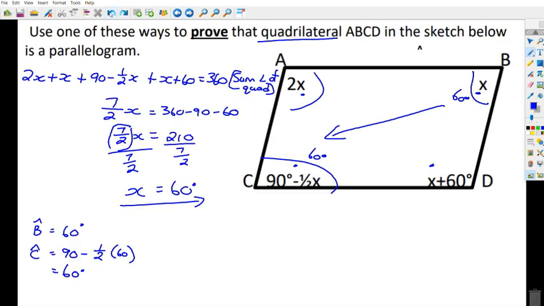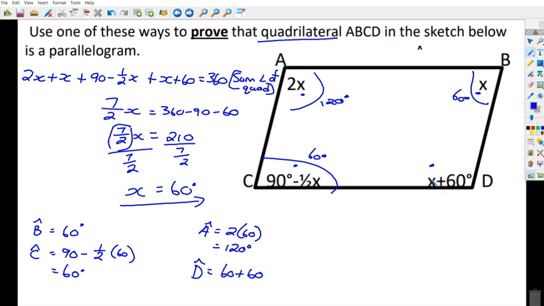Okay, so now let's check. Alright, let's check angle A. Angle A is equal to 2 times 60, which is 120. Fantastic. Alright, so that's 120 there. Nice. Alright, and let's go check angle D. Let's see what that's equal to. Angle D is 60 plus 60. Okay, x was 60, so angle D is going to be 60 plus 60, which is now 120 degrees. Fantastic. Alright, look at that. Can you see that that is now equal to that, which is 120.